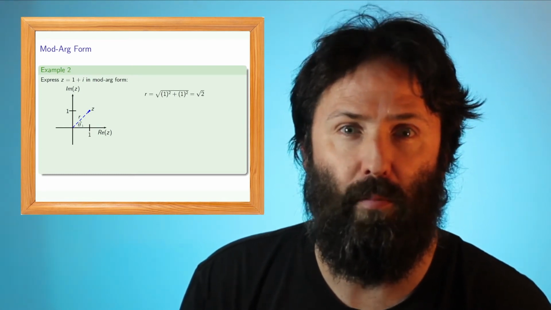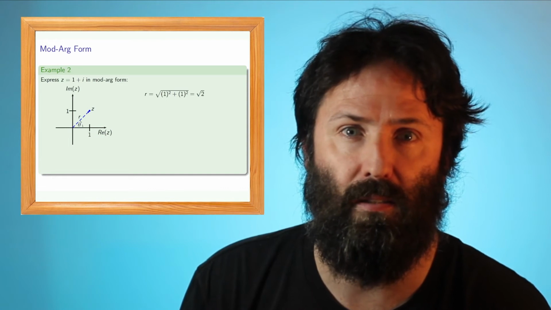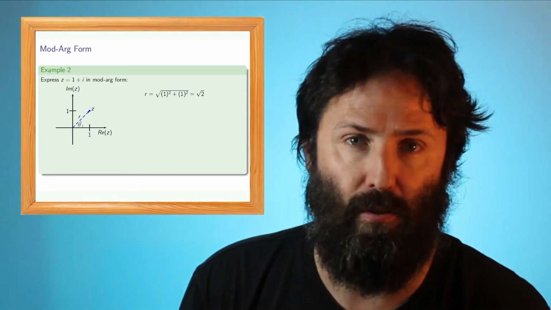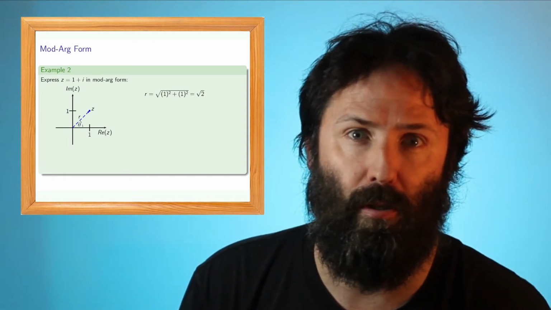Okay, then we need to find that angle between the positive x-axis and this new modulus, and we can just use trigonometry for this.